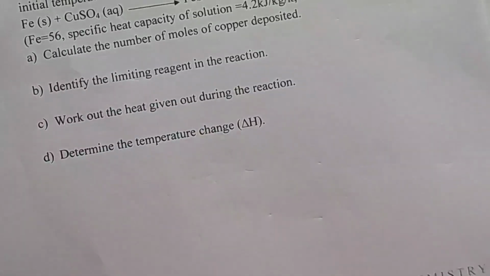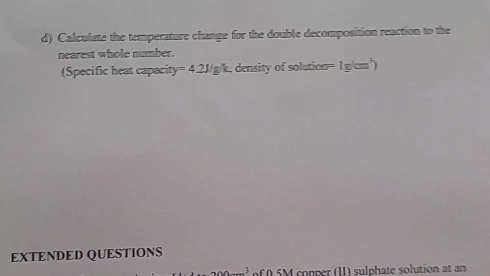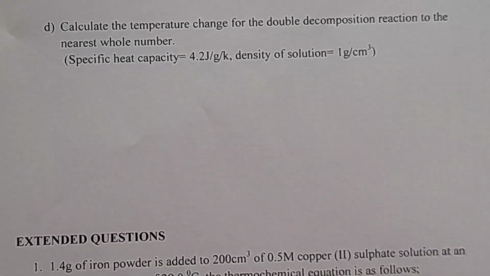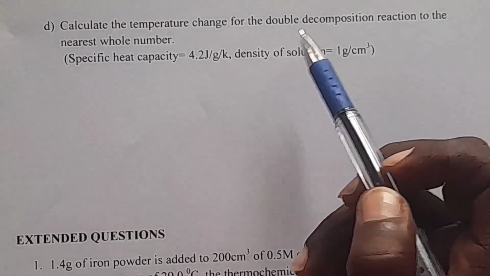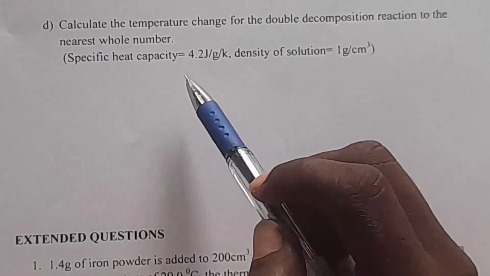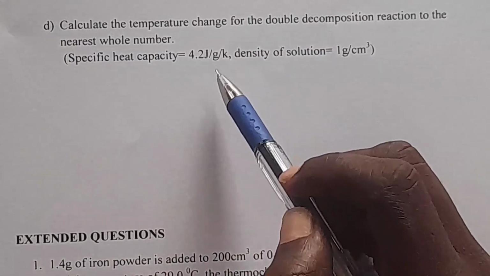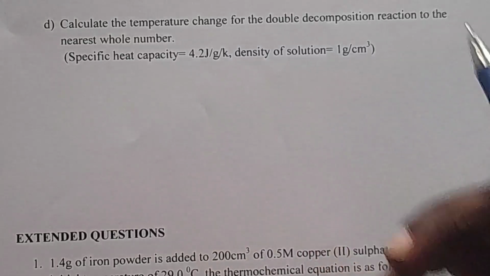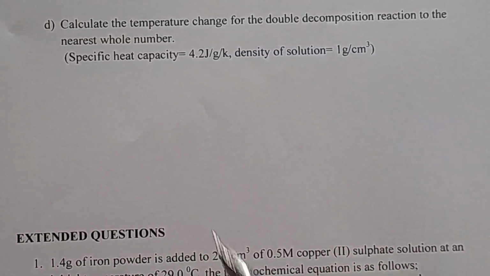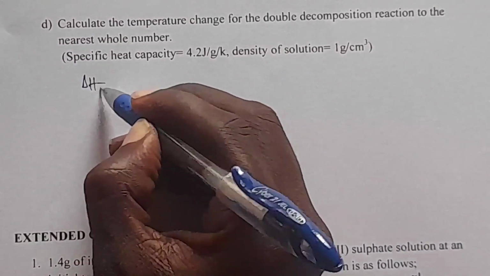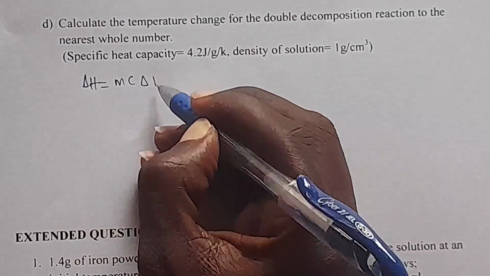Then lastly, we are having part D. Part D, we are told to calculate the temperature change for the double decomposition reaction to the nearest whole number. Specific heat capacity is given 4.2 joules per gram per Kelvin. Density of solution is 1 gram per centimeter cube. So let's start with the enthalpy change. Enthalpy change is given by mc delta T.